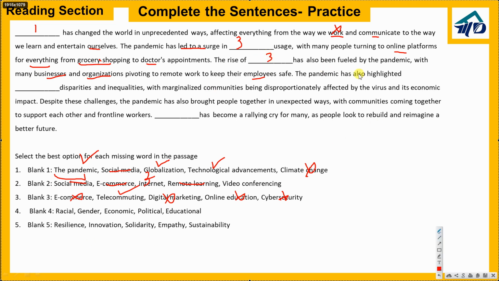Then the pandemic has also highlighted dash disparities and inequalities. So what it has highlighted? Inequality, any marginalized communities, disproportionately affected. Racial, with racial, I can't go for disproportionately affected by economic. Well, if you have the word economic, I need to find where there is some kind of economic word. Racial, gender, well, economic is there itself, so I'll go with economic here. So this is my blank number four.